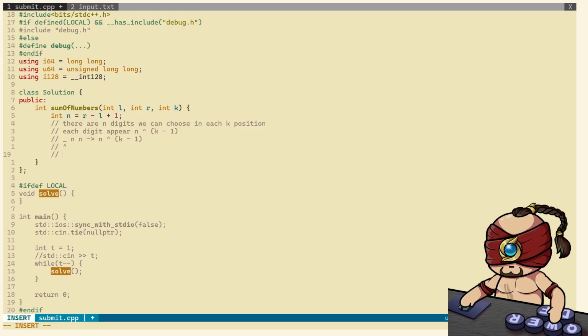What else? How do we count the sum of numbers? Well, that's interesting to know. The total digit sum for this position is going to be the sum of the digits.